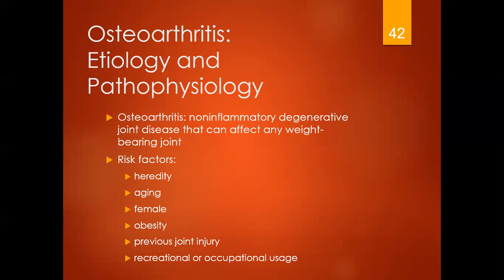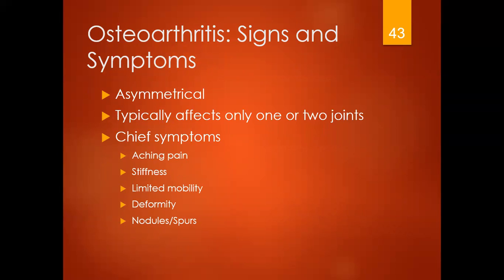Previously, it's been called non-inflammatory, but now we know that this disease process is inflammatory, and that label is no longer correct. We have a breakdown of our bones, synovial joints, and cartilage, which causes inflammatory molecules to be released. Therefore, it is inflammatory. We don't know why this happens, but we do know that heredity, aging, being a woman, being overweight, having a previous joint injury, or recreationally or occupationally using the joints over and over again are risk factors.